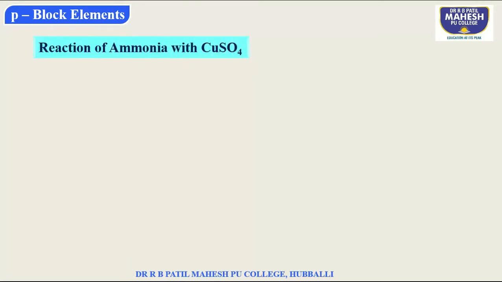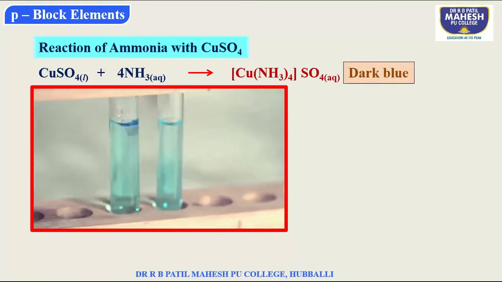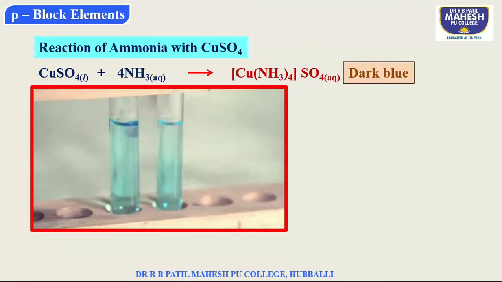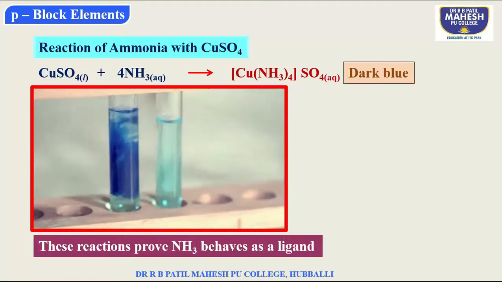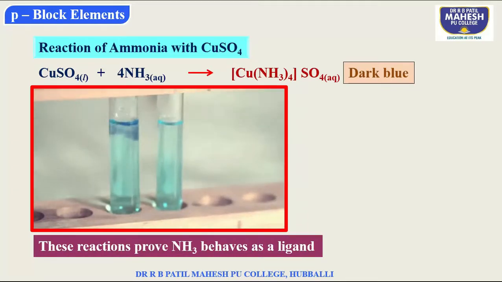Reaction of ammonia with copper sulfate. When ammonia reacts with copper sulfate, it forms a dark blue colored complex, tetraamine copper(II) sulfate. You can see here, when we add ammonia, there is a formation of dark colored tetraamine copper(II) sulfate as the product. These reactions prove ammonia behaves as a ligand.